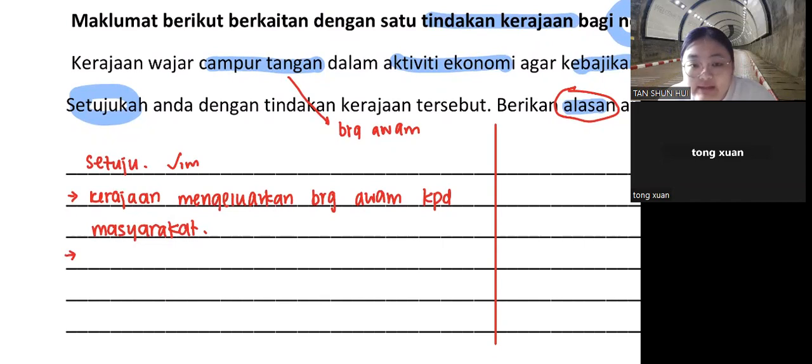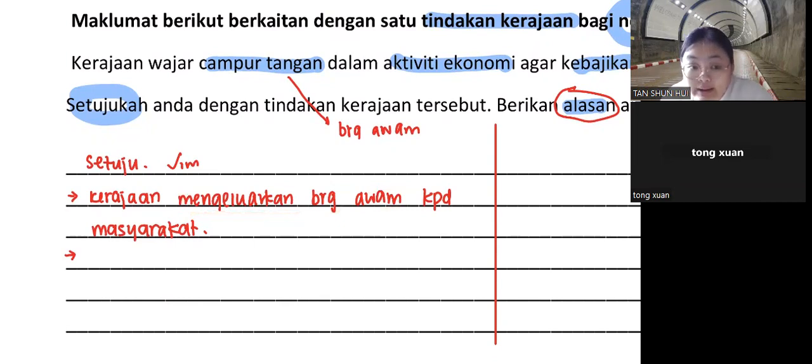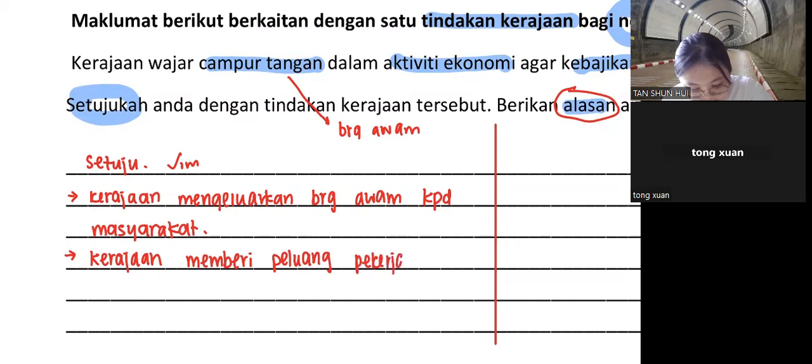So government, when they campur tangan, what is the benefit? What is the benefit? You see, government is here to provide barang, right? So when they provide barang, they need workers, right? Right, they need workers. So you can see, kerajaan is able to provide jobs. Kerajaan memberi peluang pekerjaan kepada masyarakat.